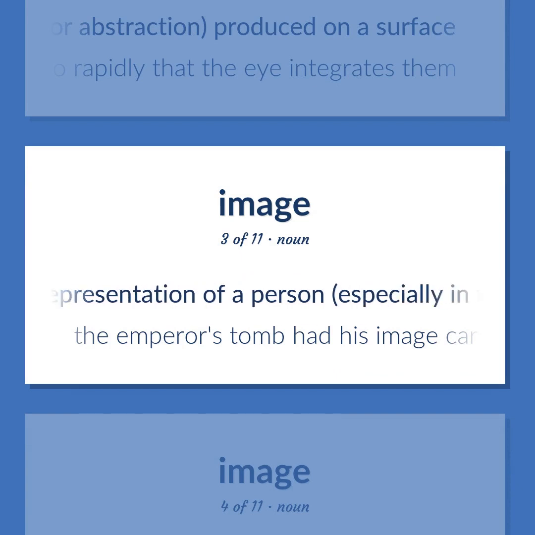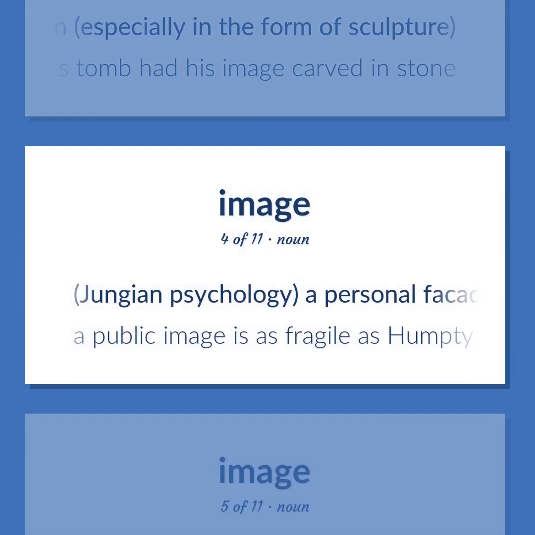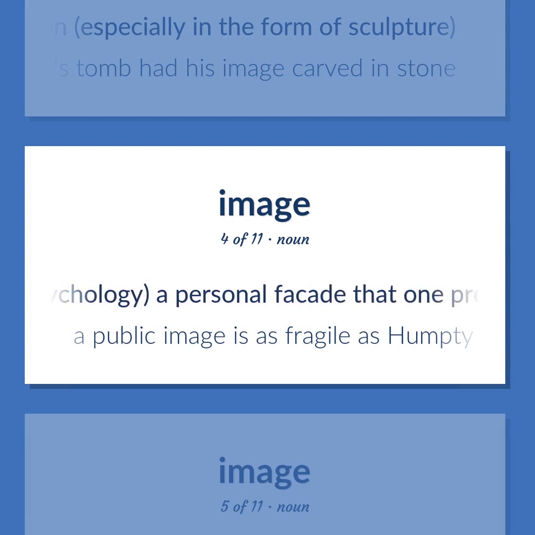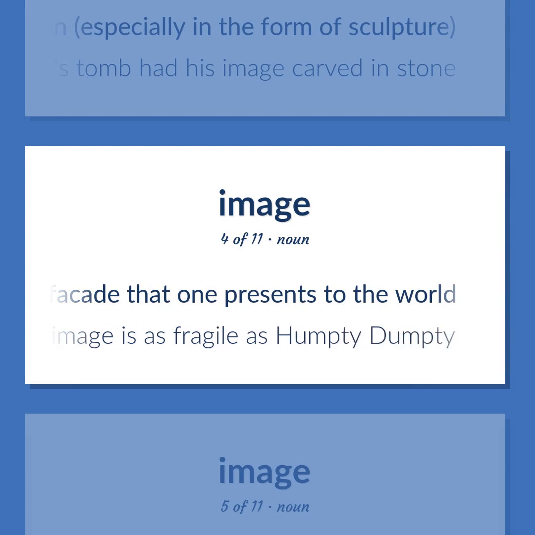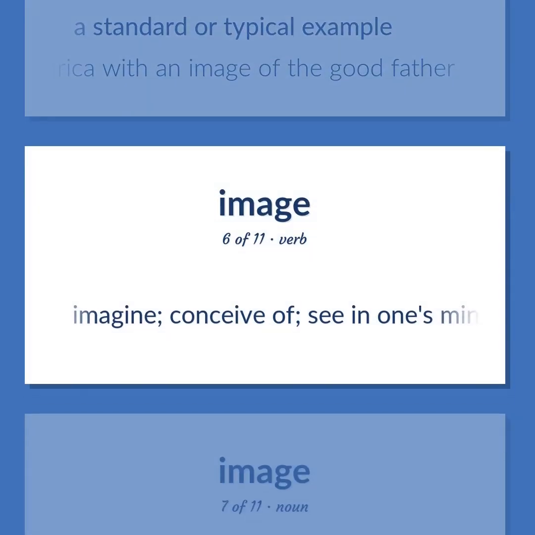A representation of a person, especially in the form of sculpture. The emperor's tomb had his image carved in stone. Jungian psychology: a personal facade that one presents to the world. A public image is as fragile as Humpty Dumpty. A standard or typical example. He provided America with an image of the good father. Imagine, conceive of, see in one's mind.